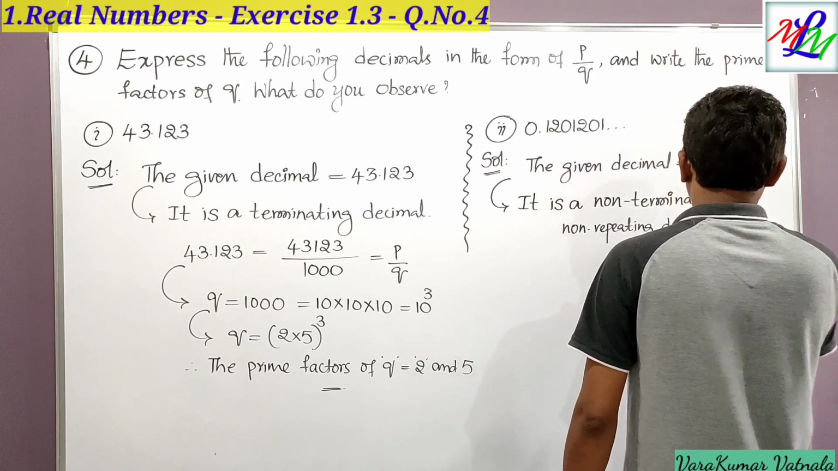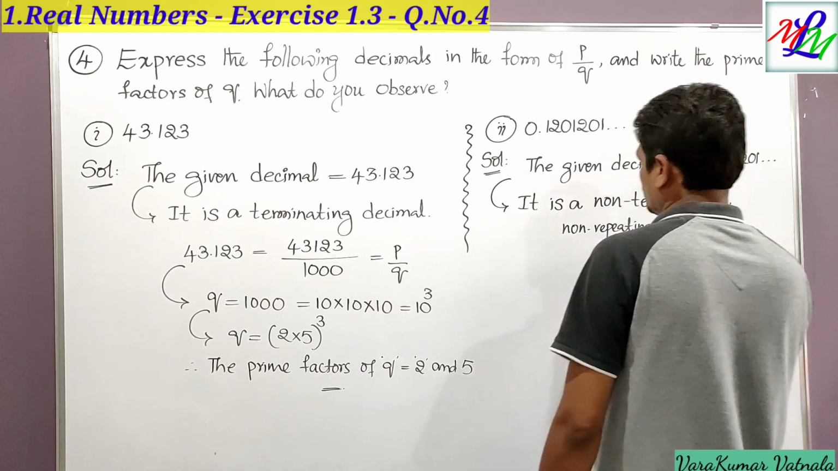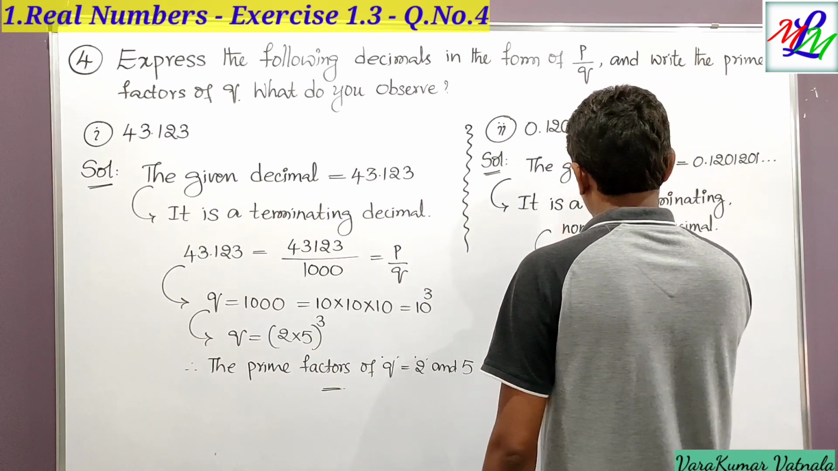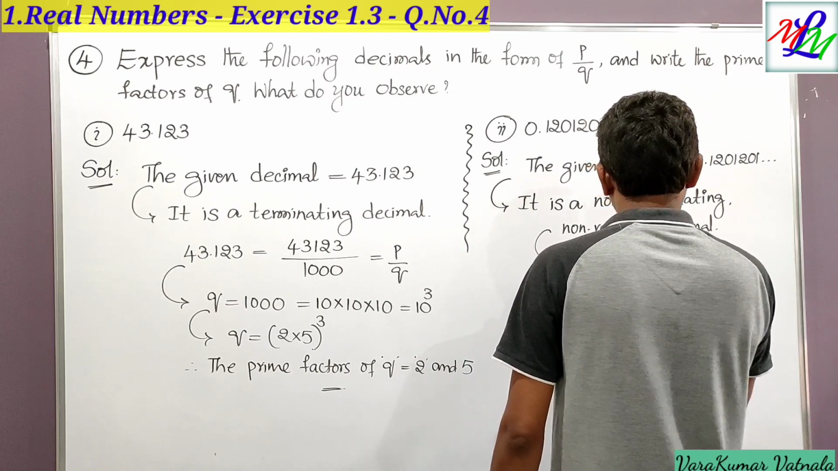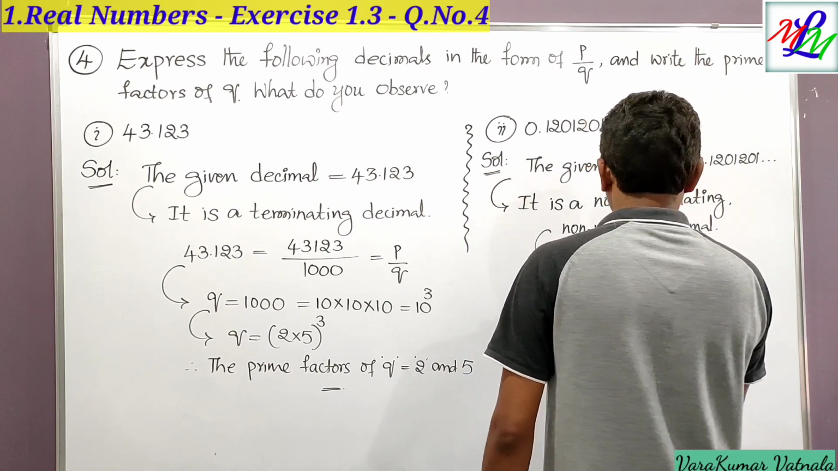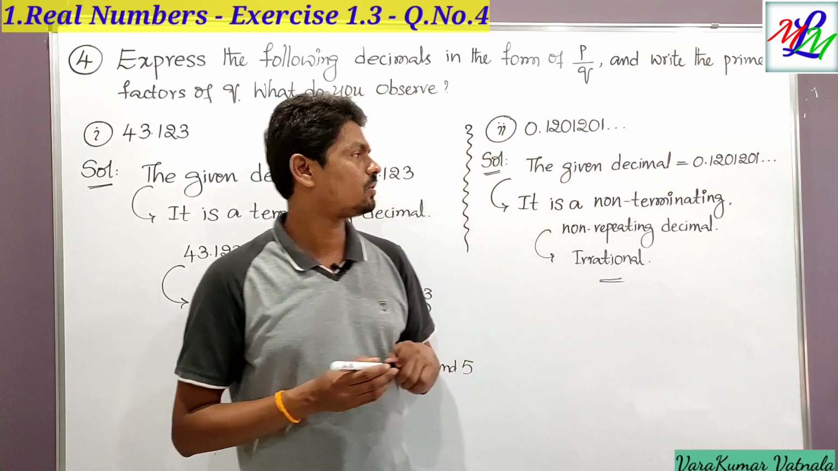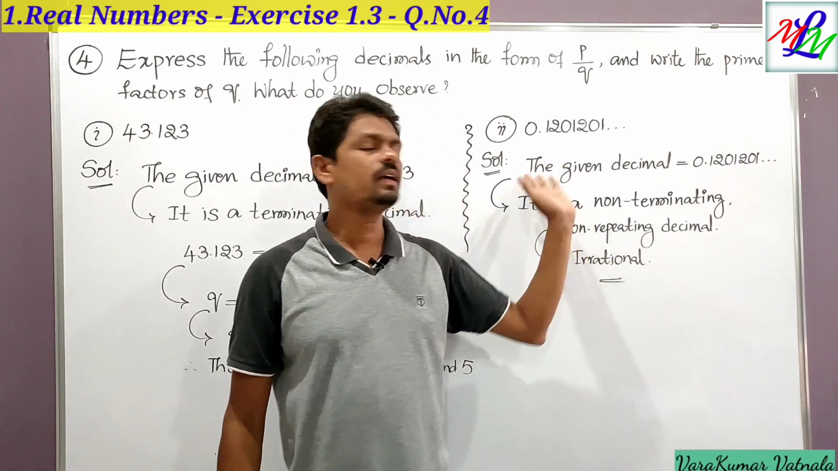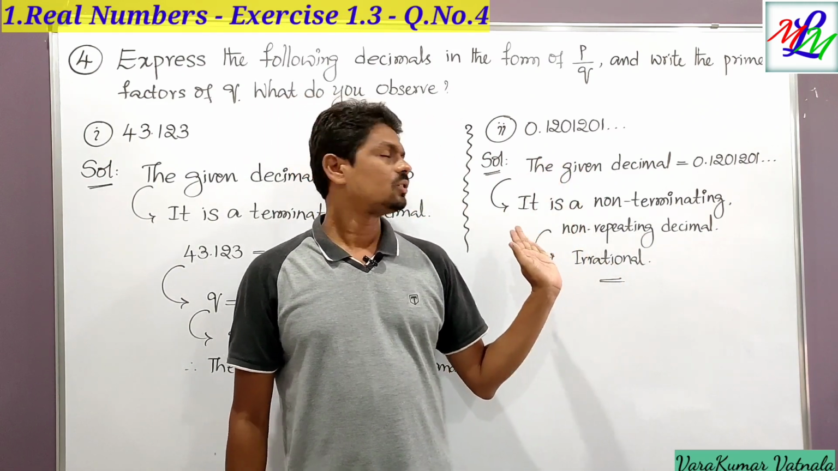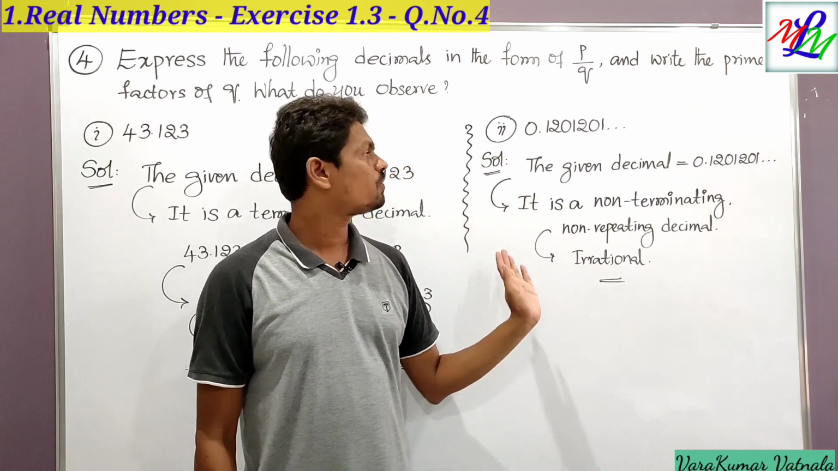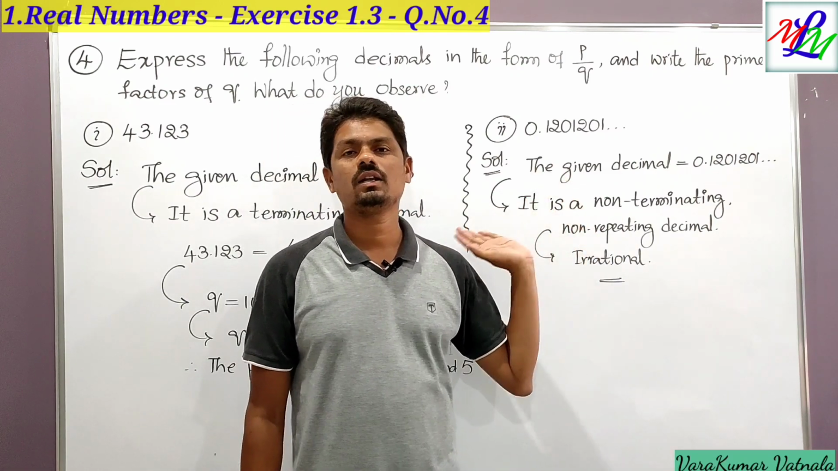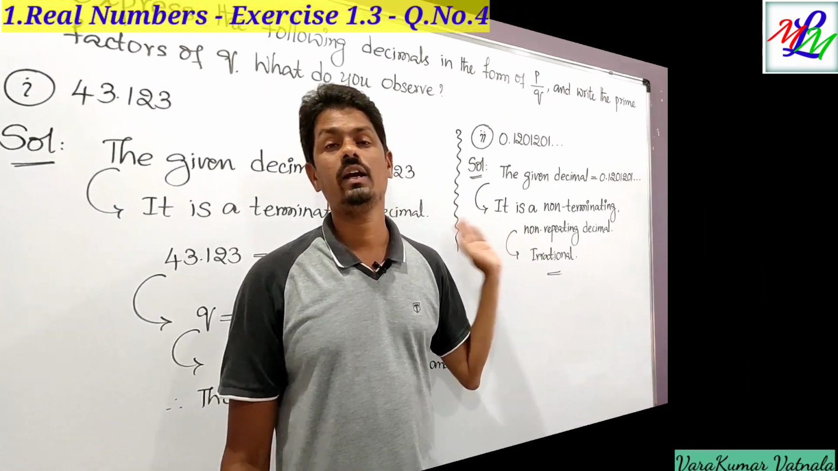So non-terminating, non-repeating decimals are irrational numbers. It is an irrational number, so it cannot be converted into p by q form. So simply it is an irrational number. Only rational numbers can be converted into p by q form, but this is an irrational number. That's all. So this is the second bit, student.